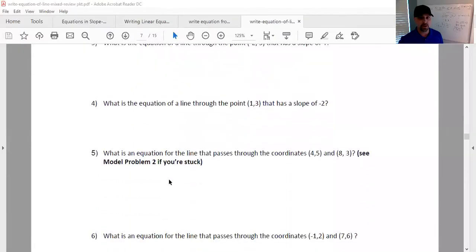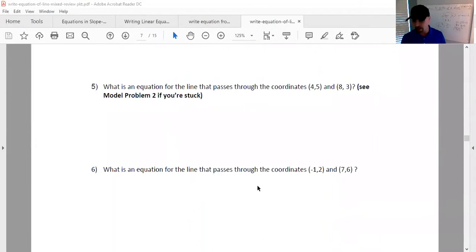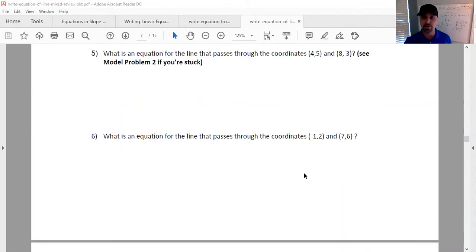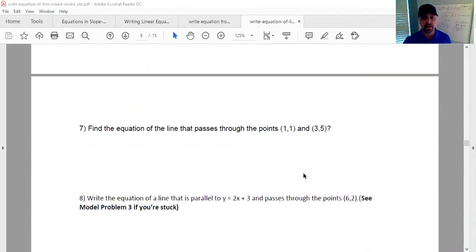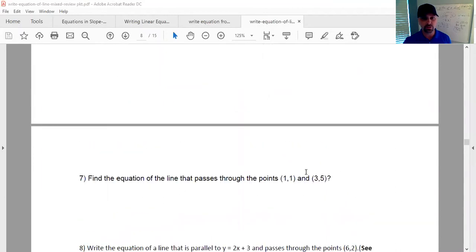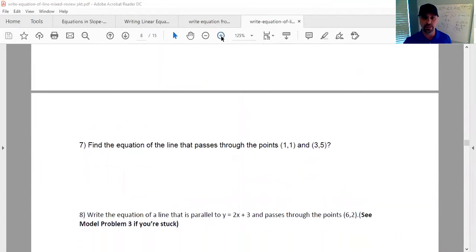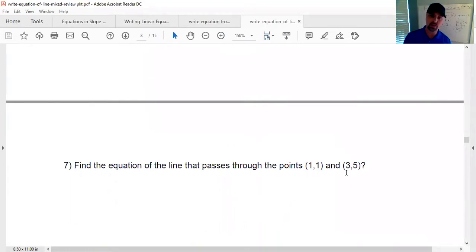Let's go down to model problems 2. Model problems 2 is exactly what we worked on in that last worksheet. So they give you two coordinates and they want you to write an equation of the line. I used to really think about these problems as being pretty advanced, and I guess maybe they are still, but I know you can do it. Let's do number 7 and we will end on that, okay? So find the equation of the line that passes through points (1, 1) and (3, 5). Give that a try and then come back, okay?